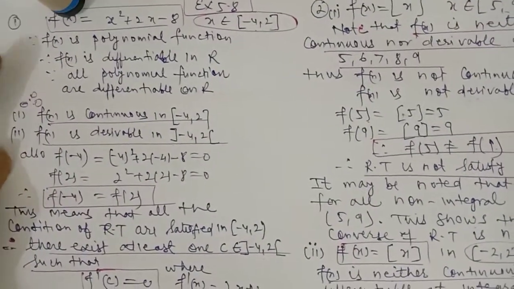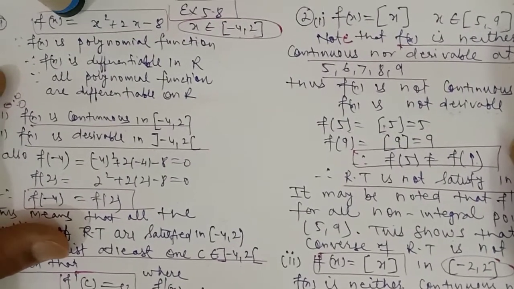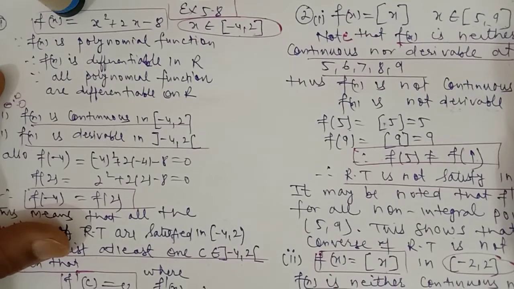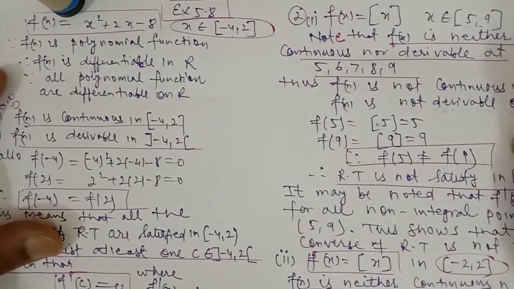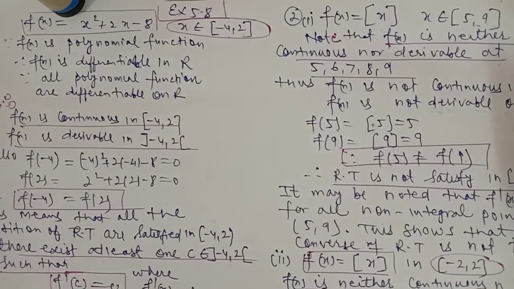So this is the basic concept of Rolle's and the mean value theorem, and to prove that a function satisfies Rolle's theorem, it must satisfy all the conditions of Rolle's theorem. Now I'll discuss the remaining questions of this exercise in the next lecture.